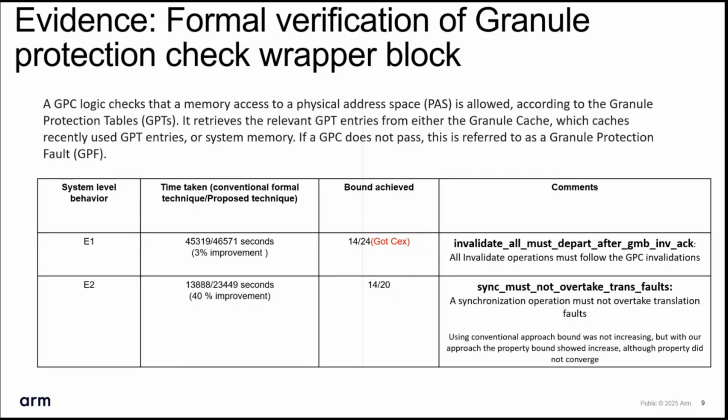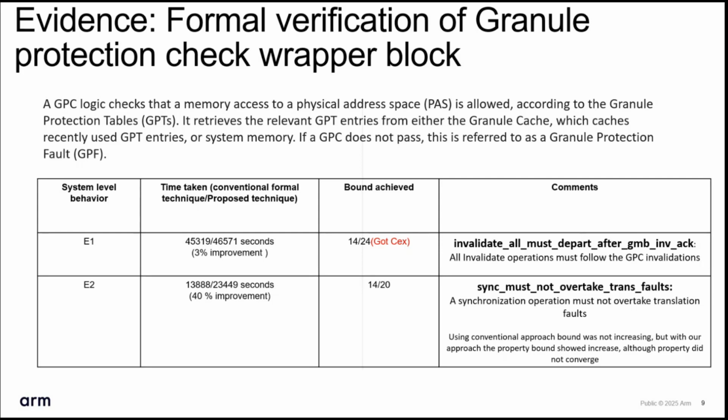I can give you a generalized idea on this, because I don't have the decomposition details currently in the presentation. I was not allowed to do so, apologies for that. At a very broad level, for example, all invalidation operations must follow GPC invalidations, or any synchronization operation must not overtake translation faults. Let's take the second one. Say you have 2 operations going in, one is synchronization, the other is invalidation. The specification says that first your invalidation should go and then the sync operation should go. Now the problem is invalidation to a bigger block, so that's not possible.